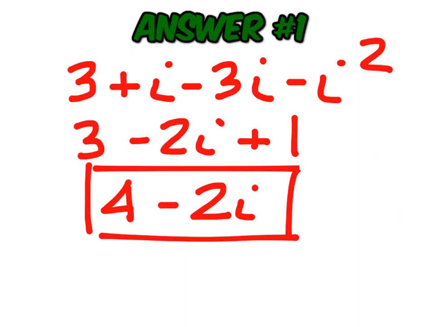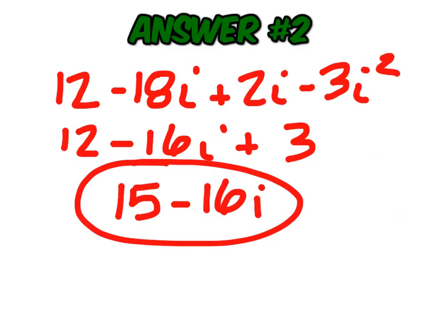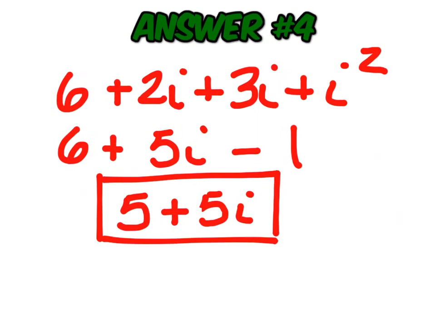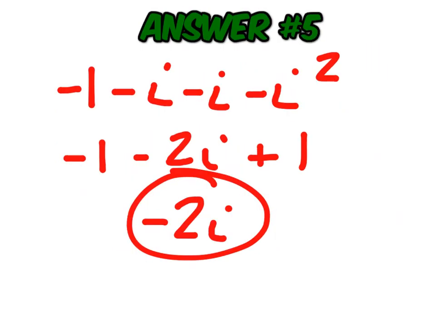1 is 4 minus 2i, and you must have it in that form, with the 4 first and then minus 2i. 2 is 15 minus 6i. 3 is 17 minus 17i. 4 is 5 plus 5i. 5 is negative 2i.